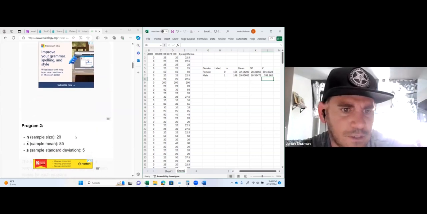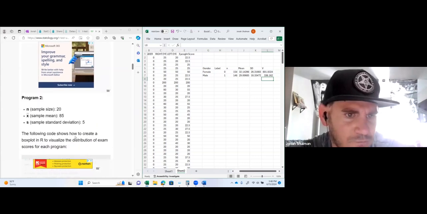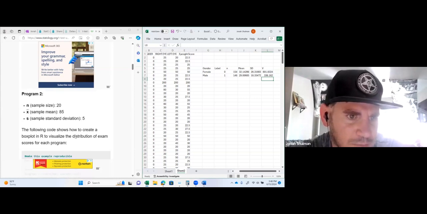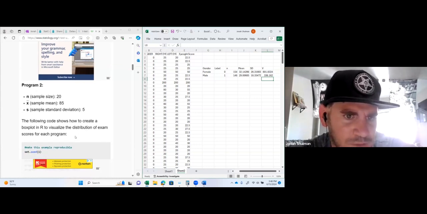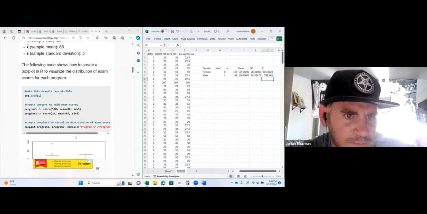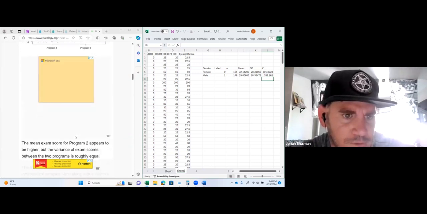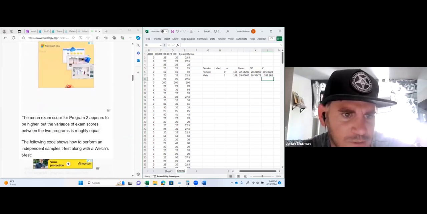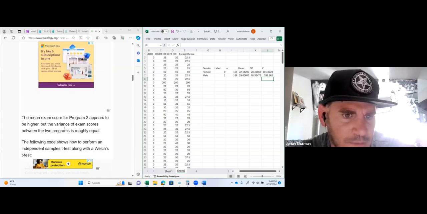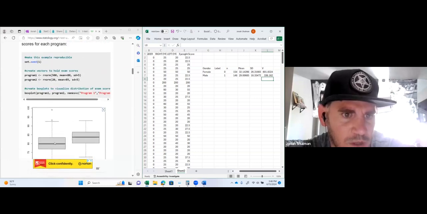580, 2085. So the following code shows how to create a box plot in R to visualize the distribution of each program. The mean of exam 2 appears to be higher than the various exam scores between the two programs. The spread is roughly equal. Okay, so they're saying the spread looks pretty similar.